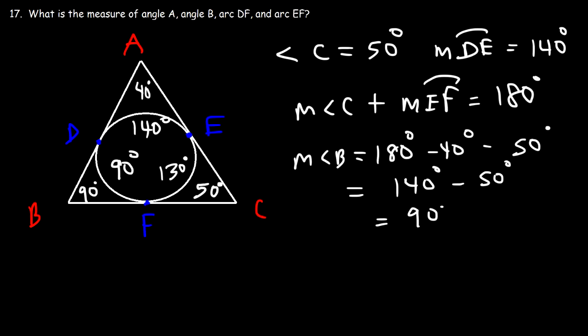So keep this in mind. Anytime you have a tangent angle, the angle and the intercepted arc must be supplementary. They have to add to 180 degrees. And as you can see, 90 plus 90 is 180, 40 plus 140 is 180, 130 plus 50 is 180. And so that's it for this problem.